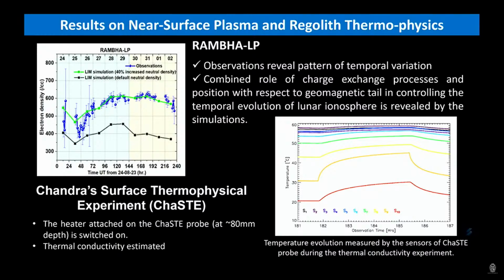Similarly, the RAMBHA has observed some pattern of temporal variation on the surface, which is contrary to what we believed. And similarly, the ChaSTE has also found measurements which are again surprisingly different from what we thought in terms of the thermal insulation characteristic of the regolith, which showed a substantially higher temperature difference between the surface and the deeper measurement. So these were some of the measurements found to be different from what we initially thought. I think these are uniquely placed observations in moon science.